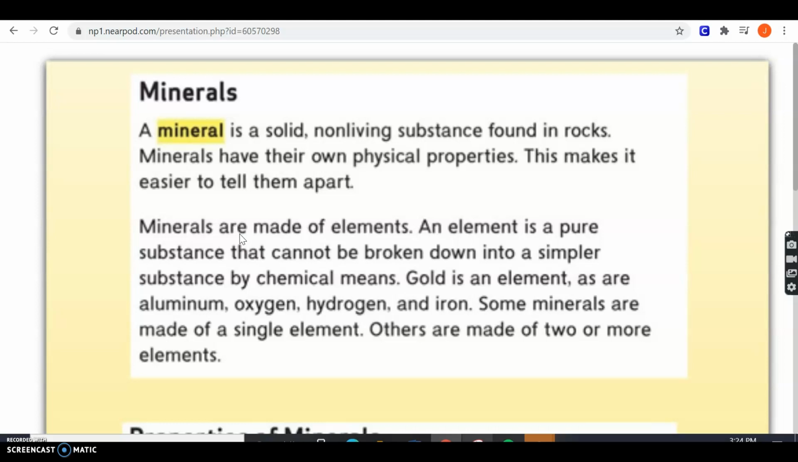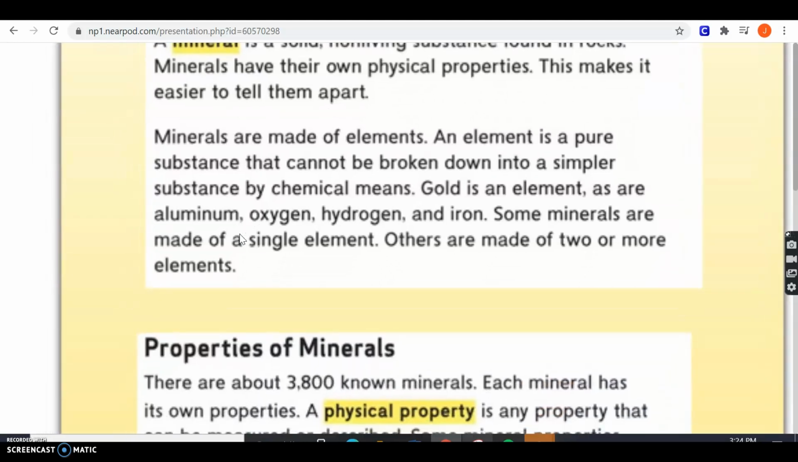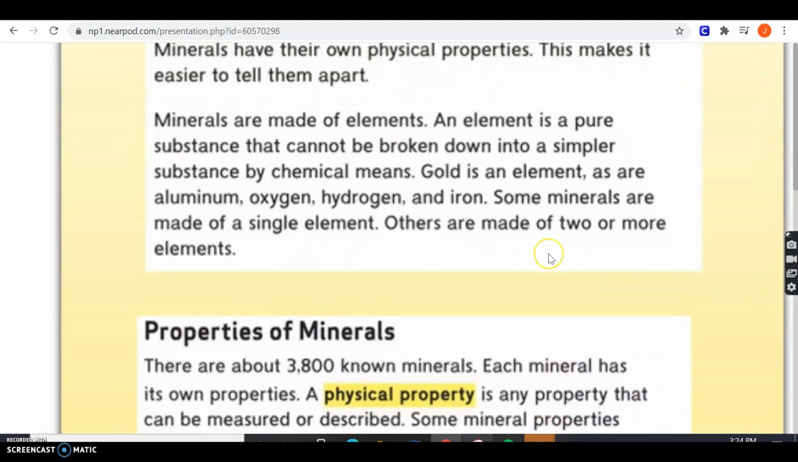So minerals. A mineral is a solid, non-living substance found in rocks. Minerals have their own physical properties. This makes it easier to tell them apart. Minerals are made of elements. An element is a pure substance that cannot be broken down into a simpler substance by chemical means. Gold is an element, as are aluminum, oxygen, hydrogen, and iron. Some minerals are made of a single element. Others are made of 2 or more elements.